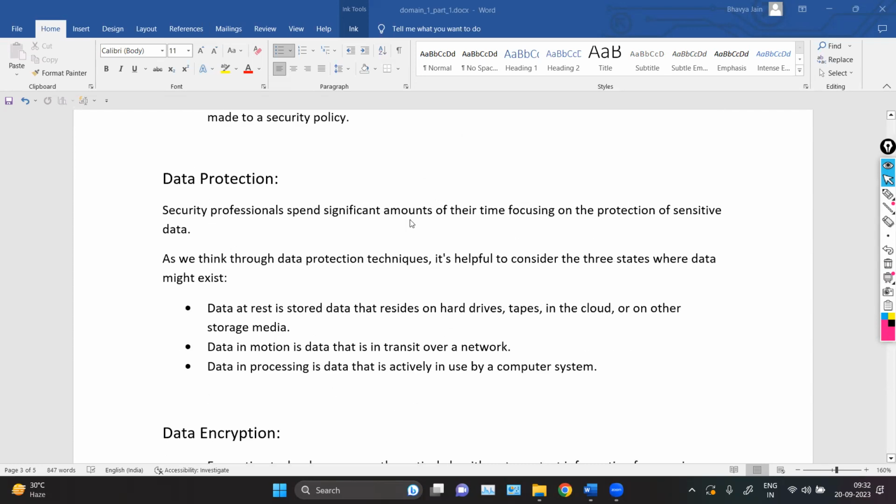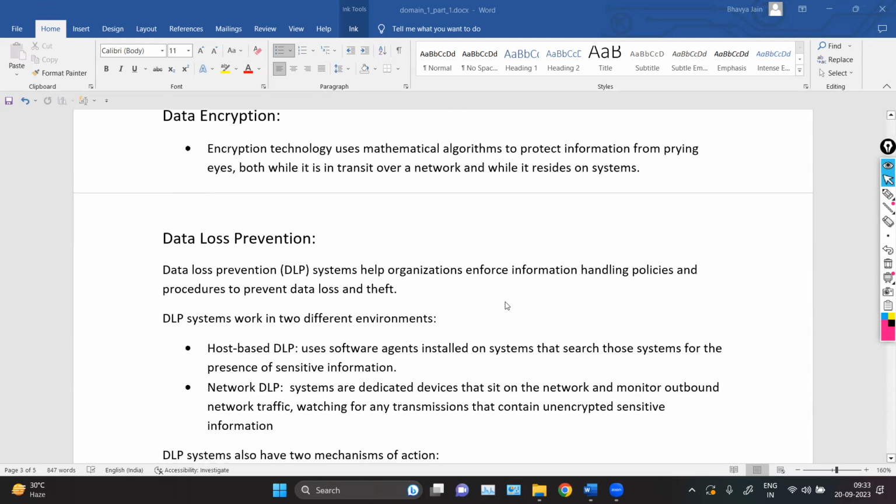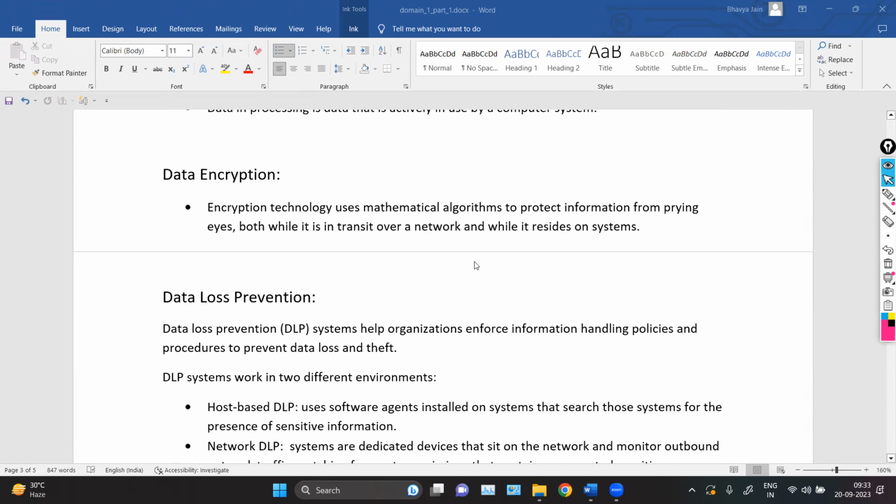Then for data protection, we have to protect data in three forms: data at rest, data in motion, or in transit, and data in processing, which is data in use. Then we have data encryption, which is converting your data into a form which the attacker cannot understand. No one can understand it except the intended user. It means converting your data into ciphertext with the help of mathematical algorithms and other techniques, using symmetric or asymmetric algorithms, etc. And decryption is the process of converting your ciphertext back into plain text.